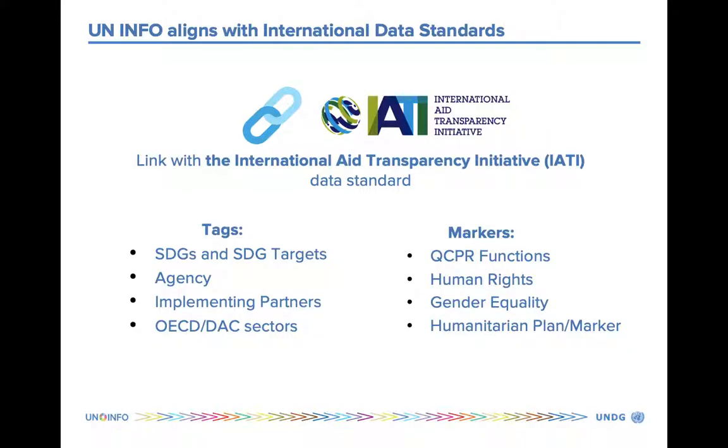So it's QCPR function. This is the basic type of information we're asking for, but having it all centralized in UNINFO gives us the ability to really start analyzing it and gives you, the country team, the ability to get a sense of what you're doing, with who, and where.